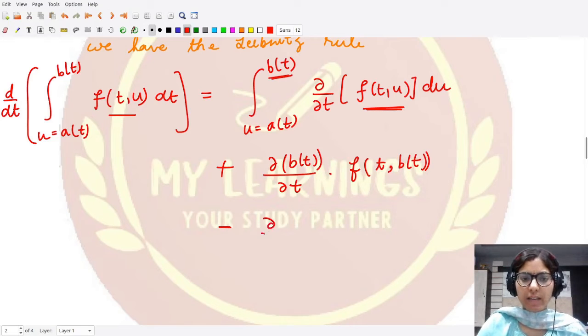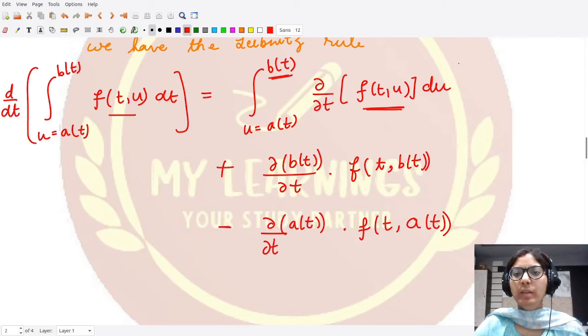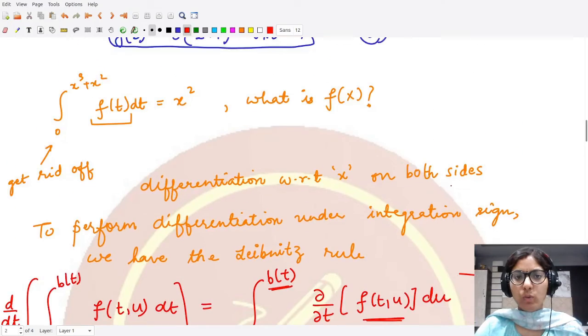the derivative of the lower limit. What is the lower limit? a of t in this case. And the function as such, where in place of u we write the lower limit. So this is the rule. Now we will apply this rule onto our function.